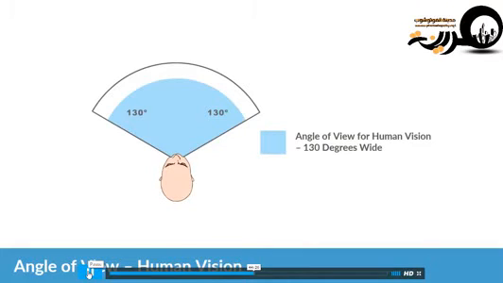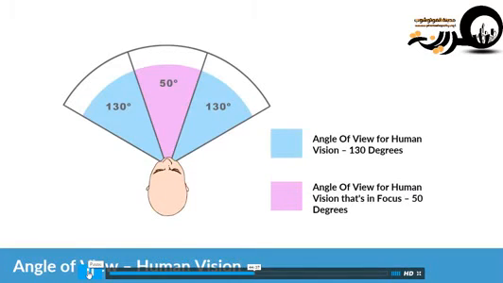However, the area that is actually in focus is a lot less than 130 degrees. In reality, our area of vision that's actually sharp and in focus is about 50 degrees wide. This illustration gives you an idea of the width of our angle of view compared to what is actually sharp and in focus when we look straight ahead. And again, try this out yourself. Simply look straight ahead, see what's in focus, and see what's out of focus in your peripheral vision.